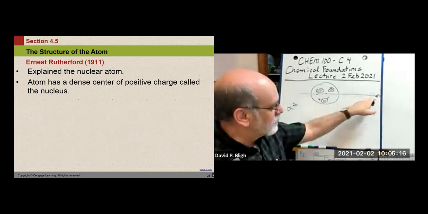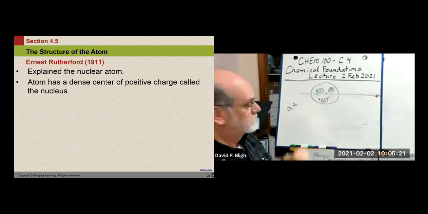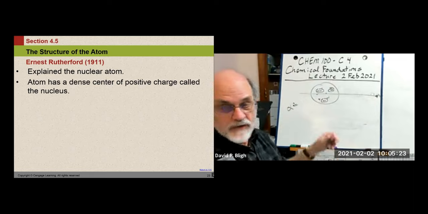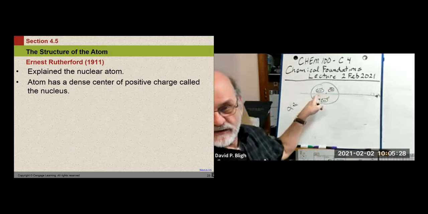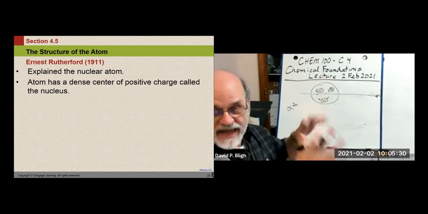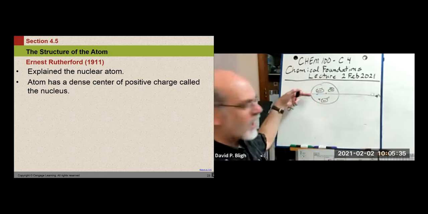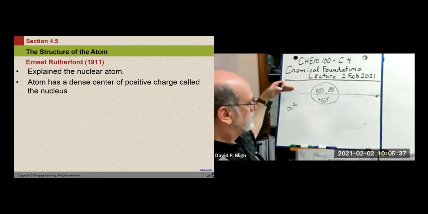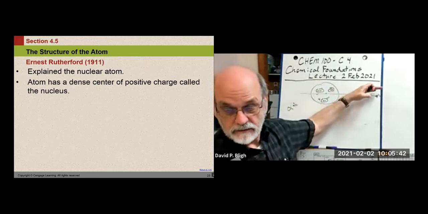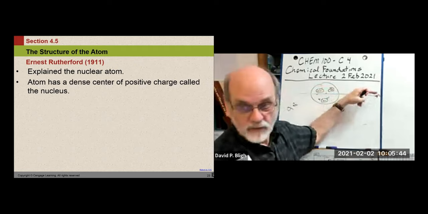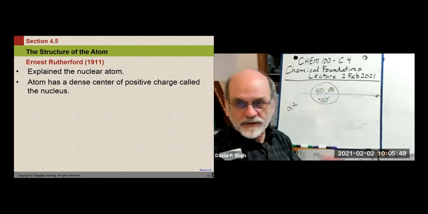So if I fire these particles at this plum pudding model, they'll all go straight through. Every one of them should end up right there, because there's nothing dense enough in there to deflect them, right? We know that the electron doesn't weigh anything much. And if the mass of the positive charge is scattered in this plum pudding, then there's really no concentration of mass here to stop the alpha particles. It could slow them down, right? But they'll still all end up right there.